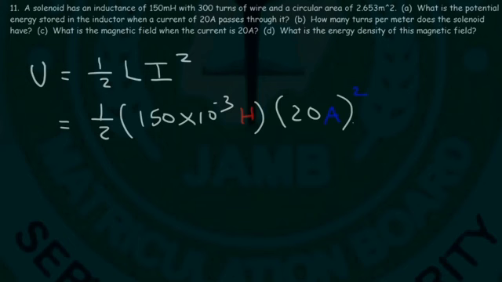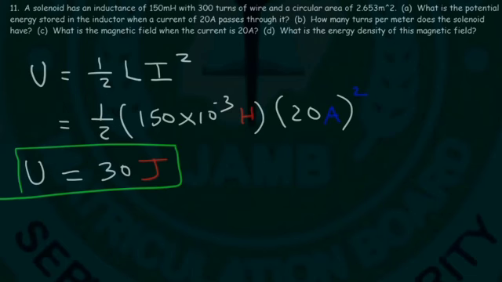So let's go ahead and plug this in. So therefore, the potential energy stored in this inductor is equal to 30 joules. So that's the answer to part A. Now let's move on to part B.